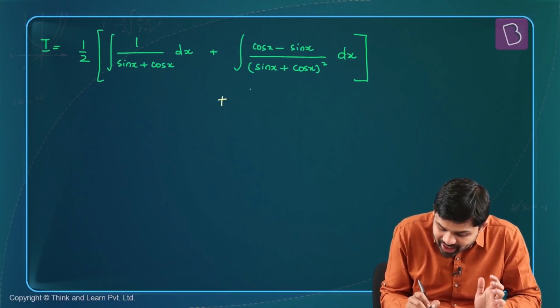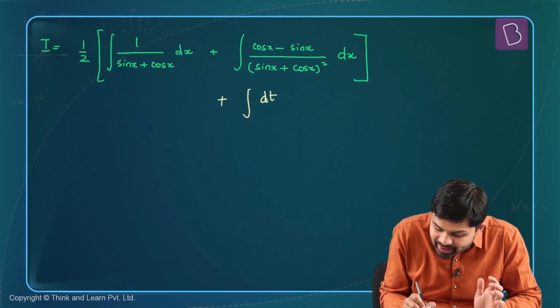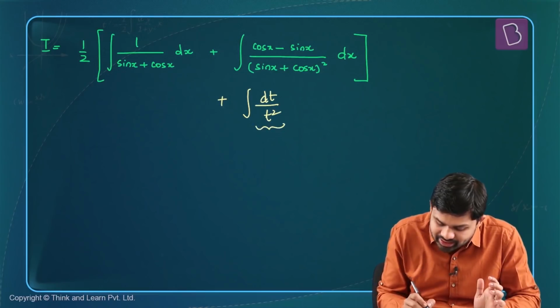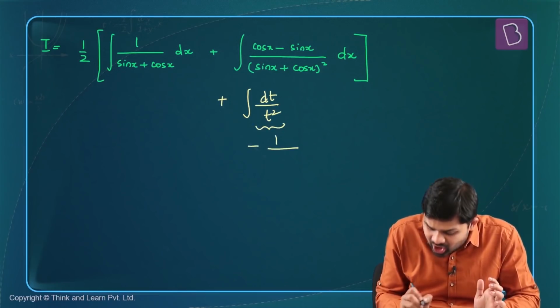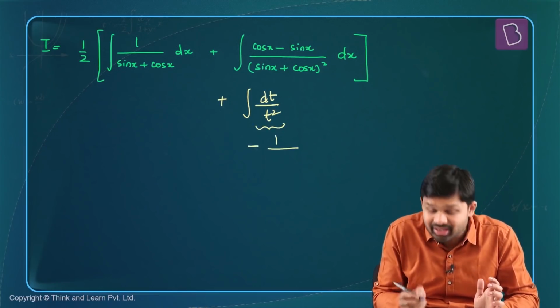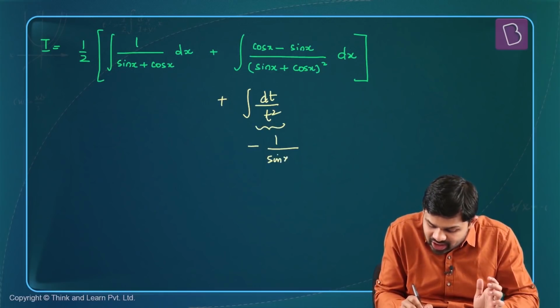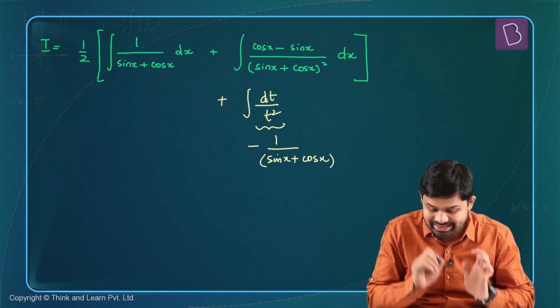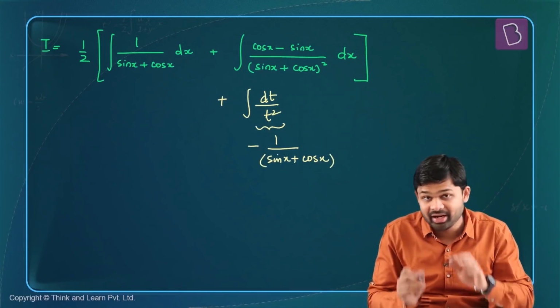So this is nothing but the integral of dt divided by t square, which will simplify to nothing but minus of 1 over t. 1 over t is nothing but, t is sin x plus cos x, so this will give you sin x plus cos x in the denominator. Okay, so that is set. We have solved that integral.